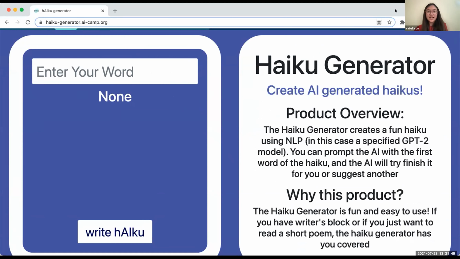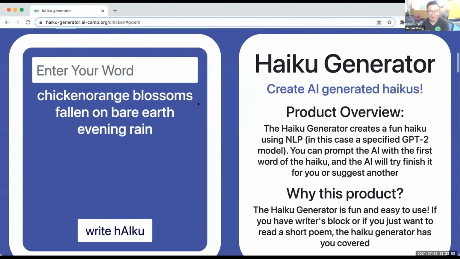If we have enough time, people in the chat can submit words you would like to try, and we can maybe generate a few haikus. I think we should start. Okay, let's start with chicken. Chicken.